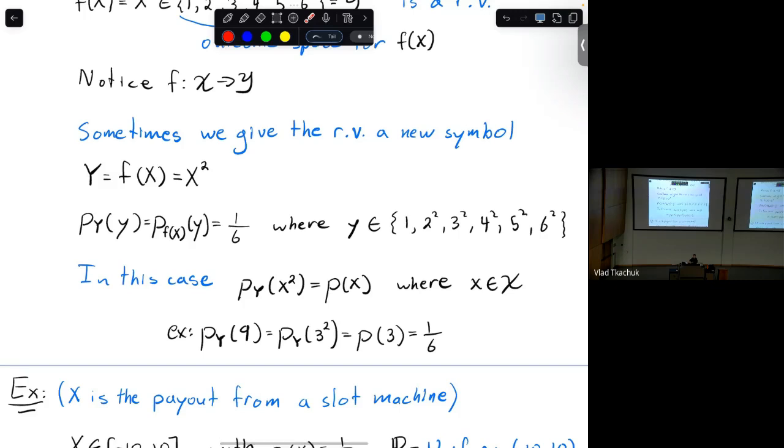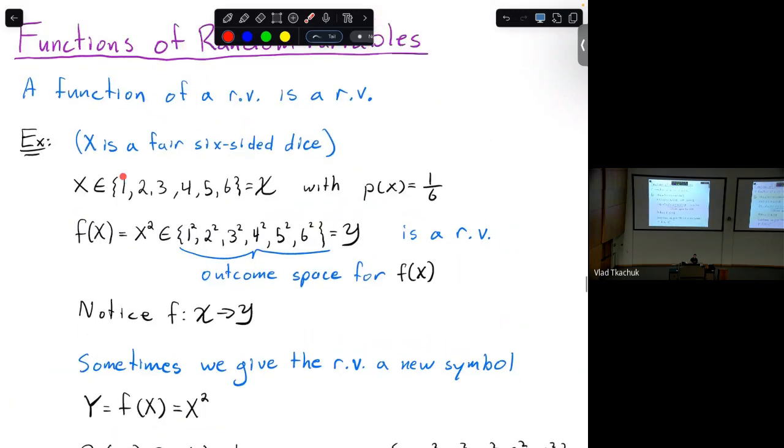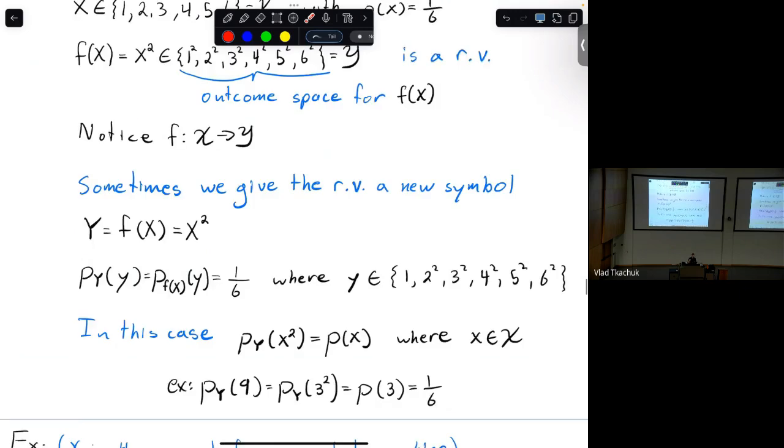So in this case, things are quite simple because for every outcome of the original random variable, there's a one-to-one map to the outcome of the function of the random variable. For instance, the value of 1 maps directly to 1 squared, 2 maps to 2 squared, and so on and so on. The beautiful thing about this case is that the corresponding PMF of this random variable Y is going to be exactly the same, because there's this one-to-one map.